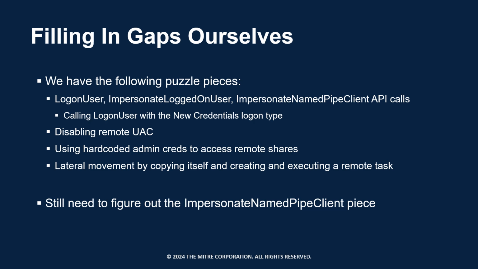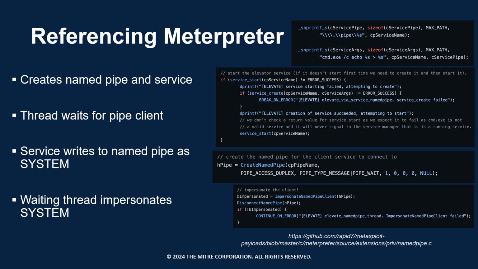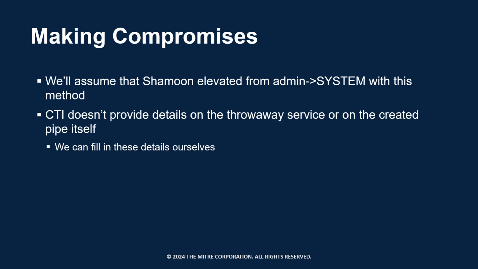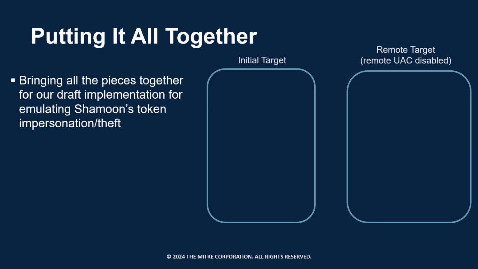First, we have the 3 API calls. When the McAfee article mentioned the Impersonate namepipe client API call, it also said, since Impersonate namepipe client allows the calling thread to impersonate the security context of the client, in order to create the system service to connect to the namepipe, we'll need elevated privileges on the machine. While CTI doesn't provide details on this additional service or on the named pipe itself, the important thing to keep in mind is to generate the token manipulation telemetry.